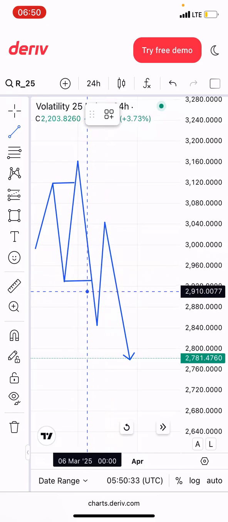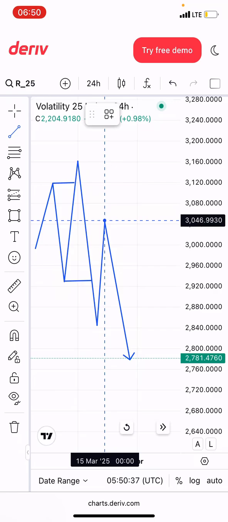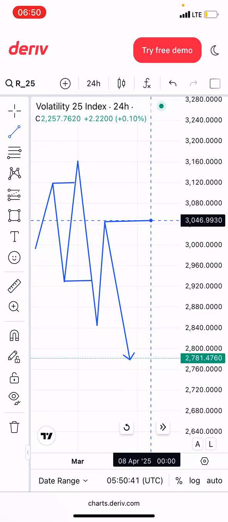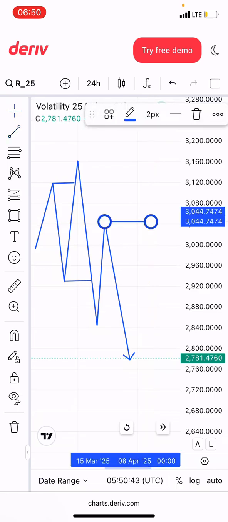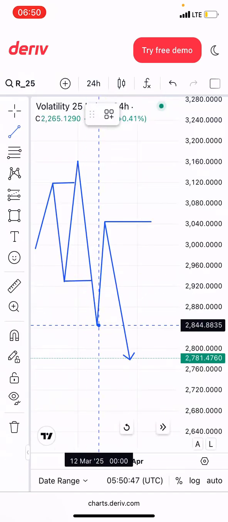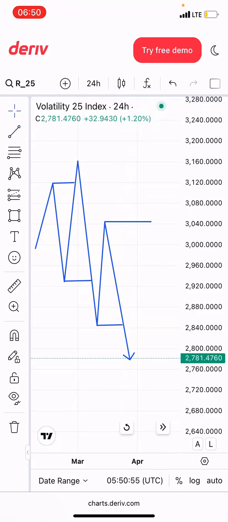Then you need to wait for price to give you a little pullback in form of what? Structural liquidity, right about here. You can see it, structural liquidity. Then after that, you wait for your second break of structure. Remember, we need two breaks of structure here. So this is your second break of structure.